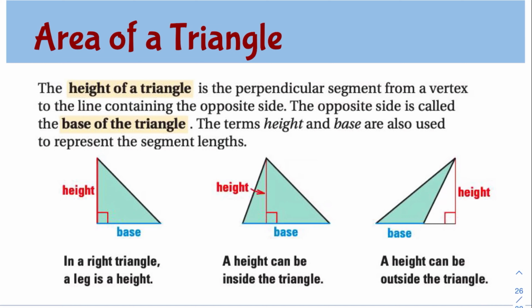To solve for the area of a triangle, it's really important to know how to identify the base and the height. In any triangle, the height of a triangle is always perpendicular to the opposite side, and that opposite side is called the base of the triangle. It is also important to know that the height can be inside the triangle, just like the second shape. Height can also be the given leg of a right triangle, and the height can also be outside the given triangle.